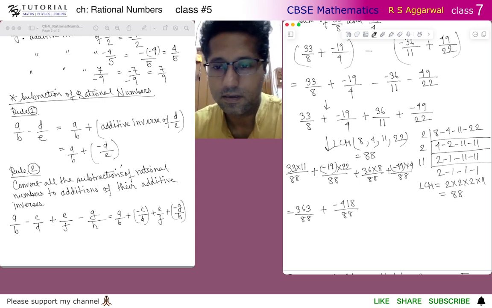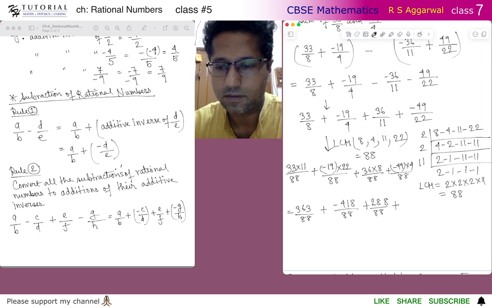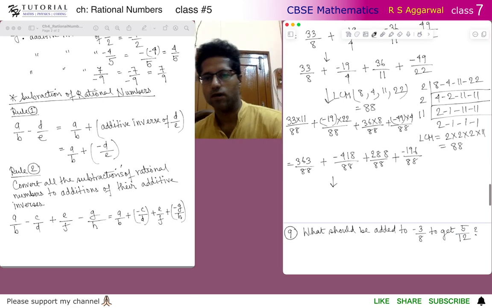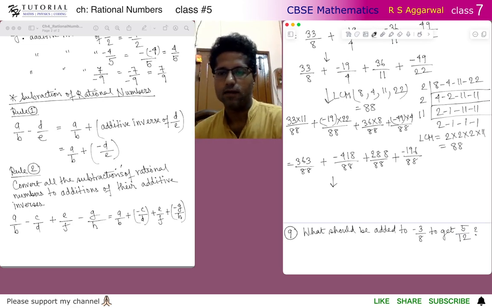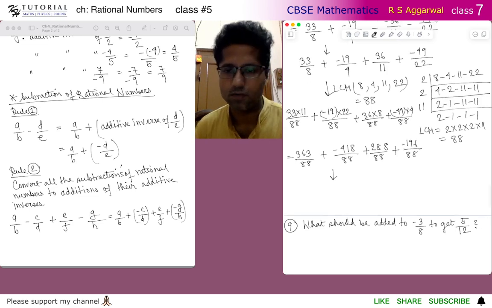I will appreciate that. And this is 288 by 88, plus this is minus 196 by 88. So now we will add the numerators. We all have the same denominator, 88. We will now add all the numerators and divide the sum of the numerators by the common denominator.